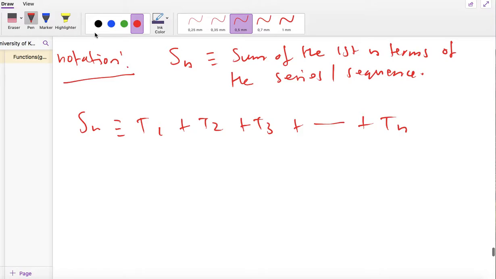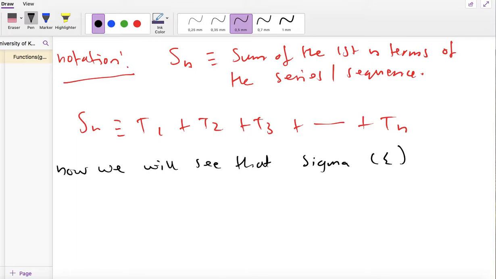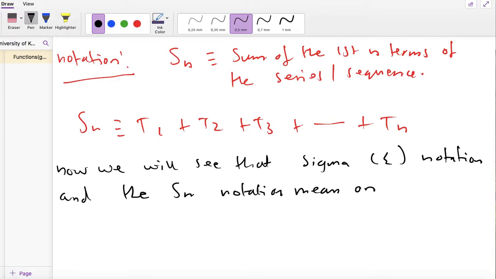Okay, so now we will see that sigma notation and the sum to n notation mean one and the same thing.